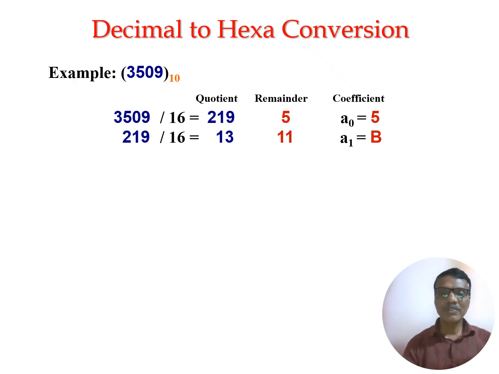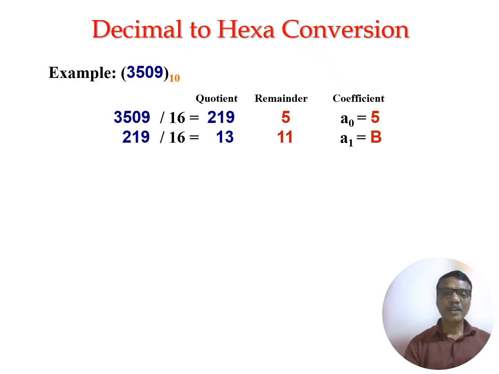So here, 11 we don't write as 11. As I told, hexadecimal contains only the numbers 0 to 9. After that, 10, 11, 12, 13, 14, 15 are represented as alphabets. So 10 is equivalent to A, 11 is B. Here the remainder is 11, so that's why we mention B here. Got it?